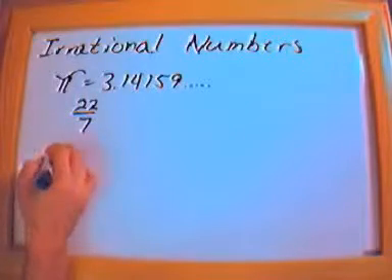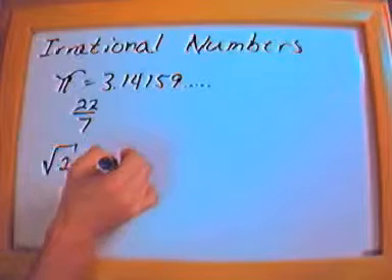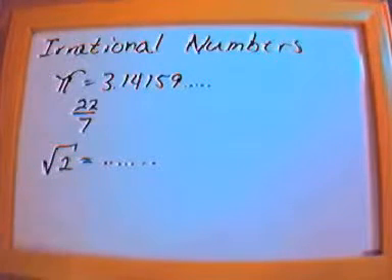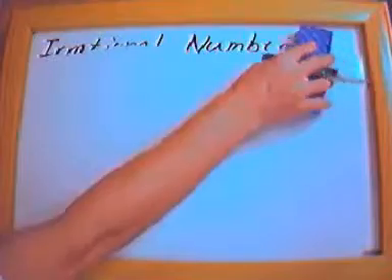Another example would be something like the square root of 2. If you put that in your calculator, you get a bunch of numbers, but there's no way to write that number as a fraction. It cannot be written as something divided by something else. So rational numbers are numbers that can be written as a fraction, and irrational numbers are numbers that cannot be written as a fraction.